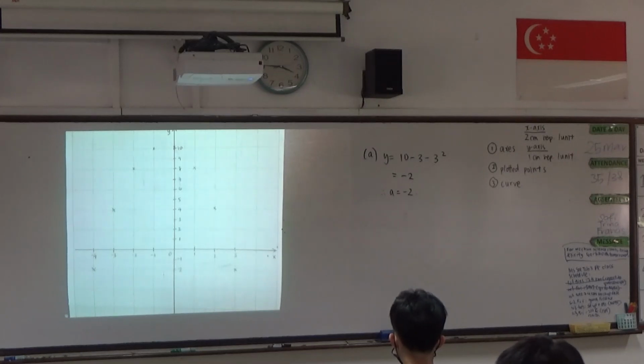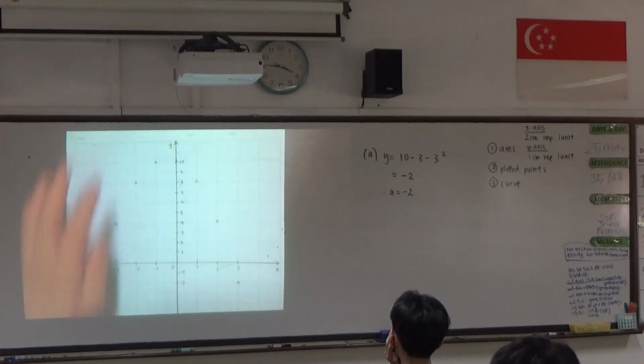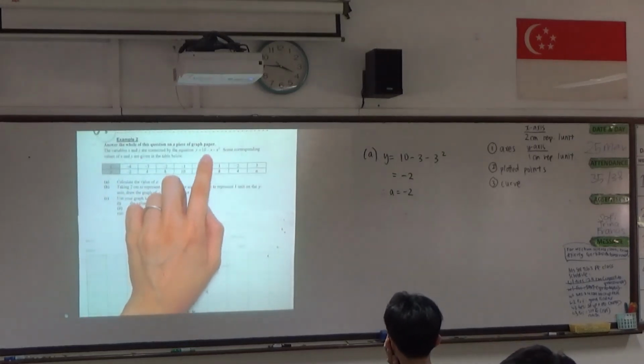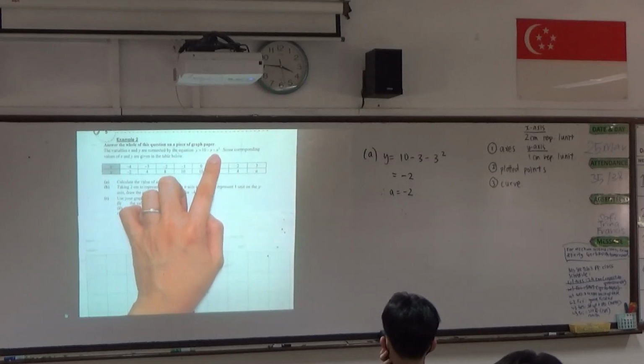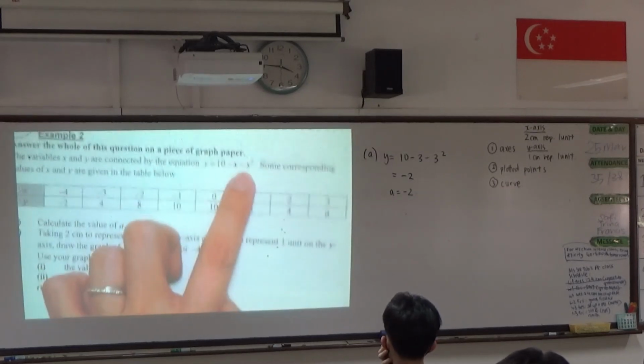I'm not asking you to follow as I do. You pay attention to what I do first. First of all, look at the equation that we're given. It is y equals 10 minus x squared. What is the coefficient of x squared in this case? What is the number in front of x squared?